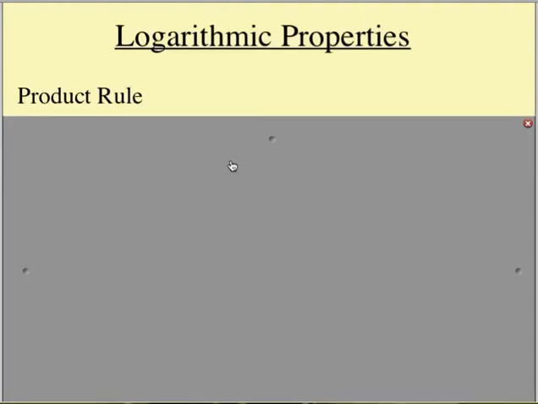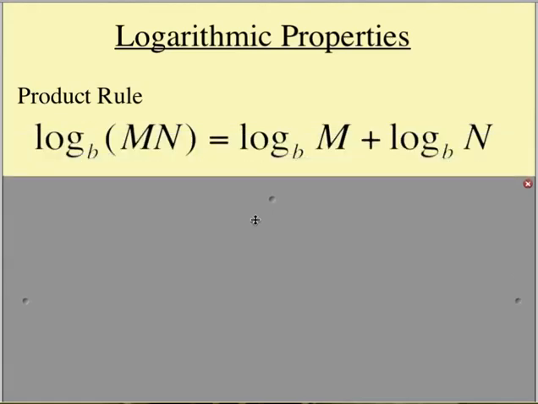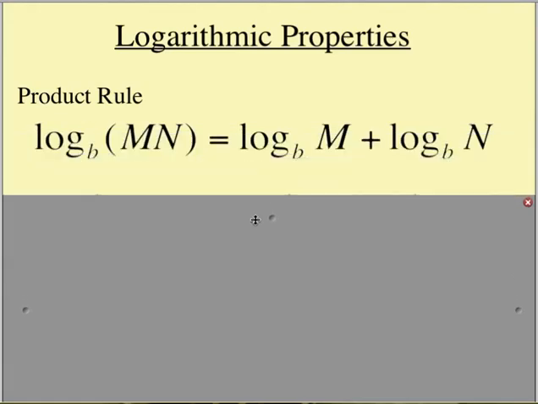Logarithmic properties. The first one that we have is called the product rule. If you have log base b of a product, so m times n, that's going to be the same thing as adding the two separate logarithms, so log base b of m plus log base b of n.